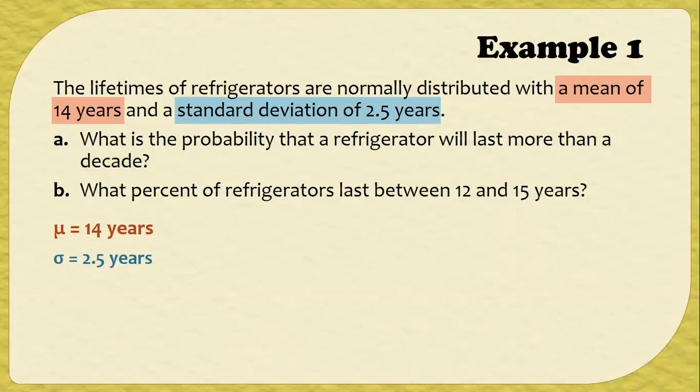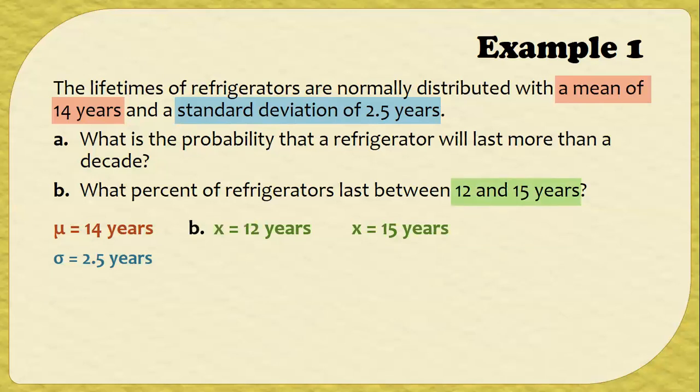It says, what percent of refrigerators last between 12 and 15 years? So remember, the first thing we want to do is determine an X value. Because this problem is about lifetimes of fridges, we want to find lifetimes of refrigerators. Here it's asking between 12 and 15 years, so we're actually going to have 2 values for X: one X value that's 12 years and another X value that's 15 years. That's okay. You'll either get one X value or 2 X values.